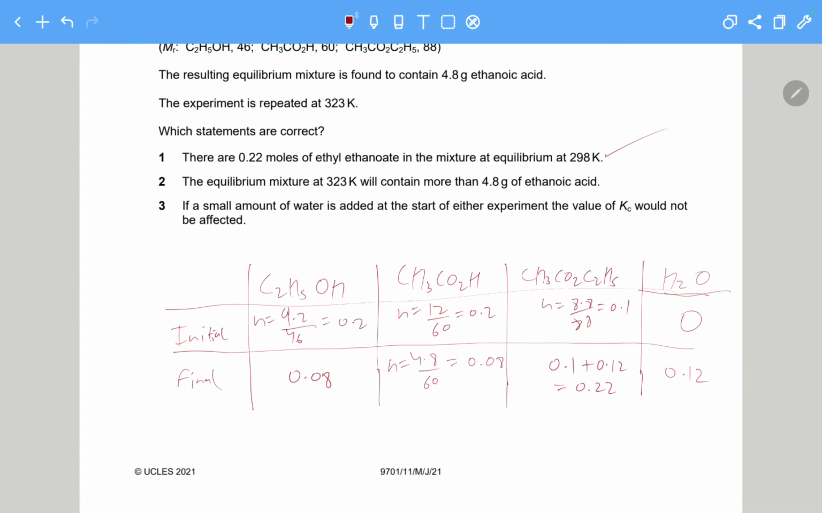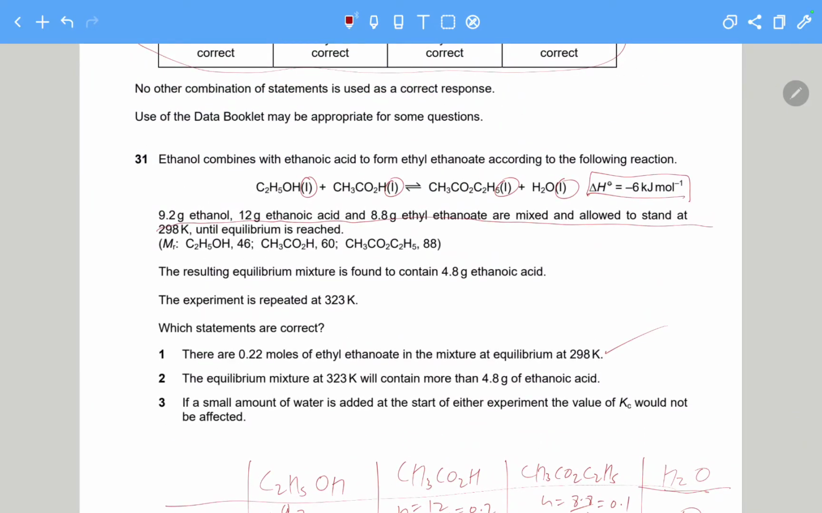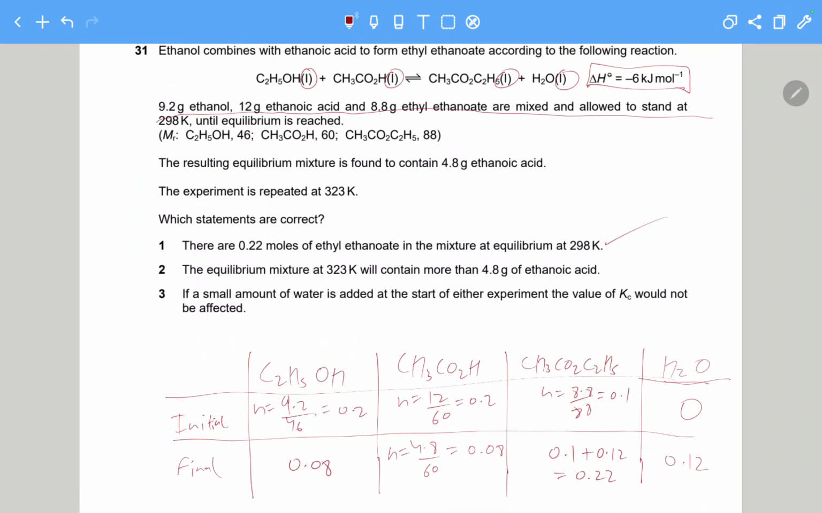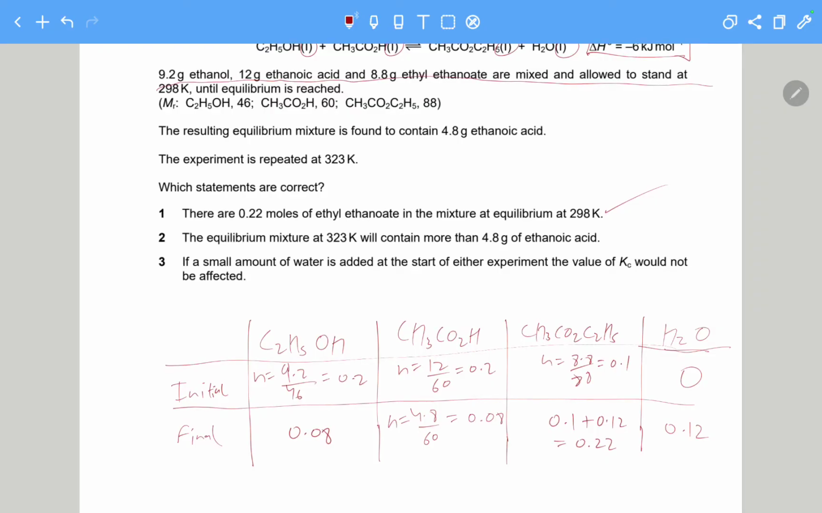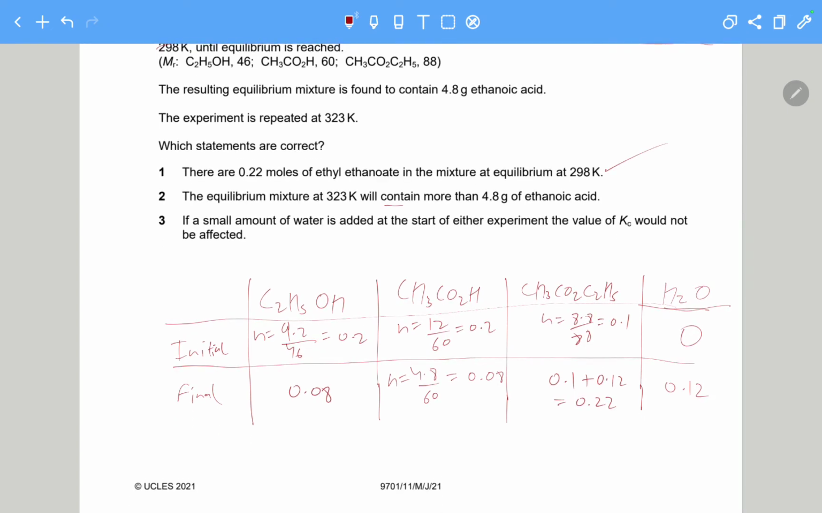The equilibrium mixture at 323 Kelvin will contain more than 4.8 grams of ethanoic acid. Now remember, this is an exothermic reaction. We underlined that in the beginning. And an increase in temperature shifts the reaction towards the endothermic direction, which is the reverse reaction. So if the reverse reaction happens, there'll be less ethanoic acid which is reacting or more ethanoic acid that is being produced. So there will definitely be more than 4.8 grams of ethanoic acid. This option is correct.